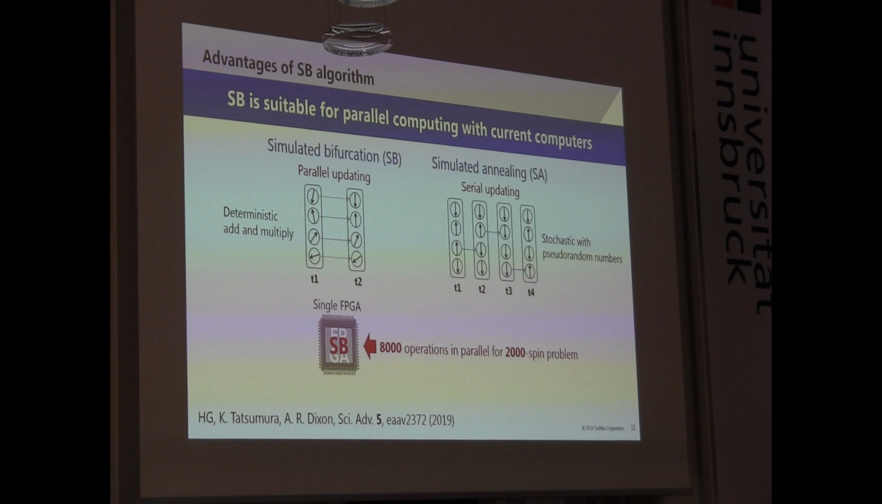Okay. So next are the advantages. First of all, the SB algorithm is suitable for parallel computing. In the case of SA, we usually update the spins one by one in a sequential manner. This is not good for parallel computing. But on the other hand, in the case of SB, we can update all the variables at the same time in parallel. This is a good point for parallel computing. And actually, on FPGA, we perform 8,000 operations at a single clock in parallel for the 2,000 spin problem. It's massively parallel computation, okay?